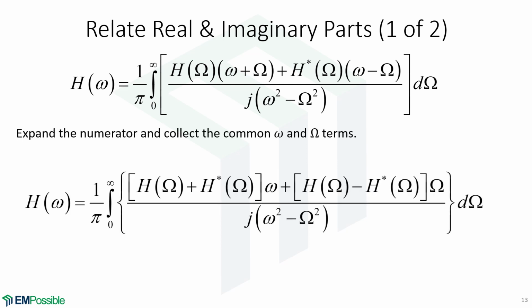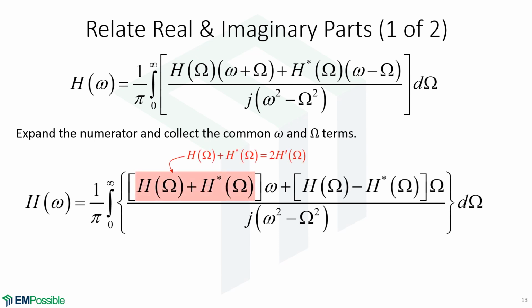So we're going to do the math and just expand the numerator. I'm going to take this h of big omega and multiply it by both of these, this h star of omega, and bring it in here and multiply it by little omega and big omega. Then I'm going to collect all the h's that are multiplying little omega, and then collect all the h's that are multiplying big omega. And this is where I end up. Now let's give some thought to this. We have the complex function plus its complex conjugate.